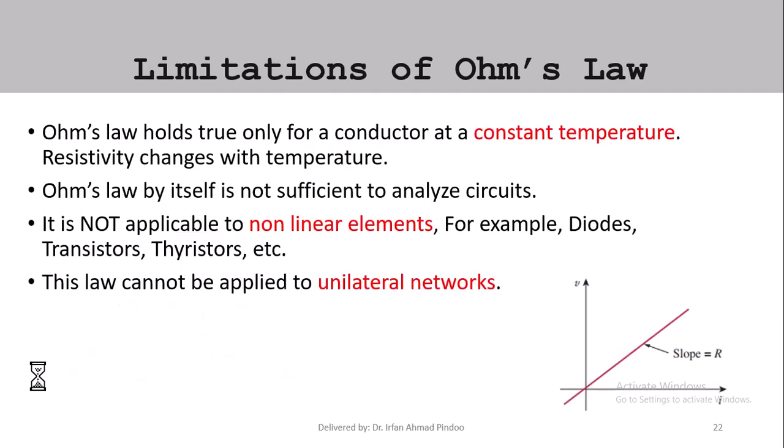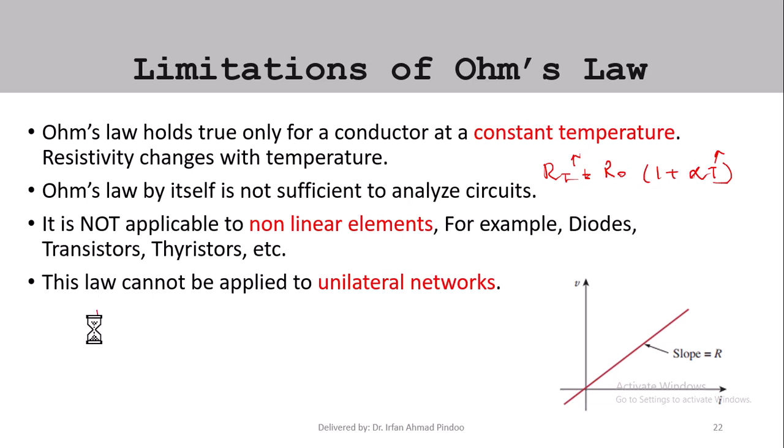But at the same time, there are certain limitations of Ohm's law. The first thing is Ohm's law holds true only for a conductor at a constant temperature, because that was given in the definition itself, that the temperature must be constant. Then resistivity changes with temperature. That is also a problem. You must have read the formula R_T equals R_0 (1 plus alpha T). So it means with an increase in temperature, the resistance also changes, which is a problematic thing. Then Ohm's law is not sufficient to analyze all circuits. That also we shall see very soon.